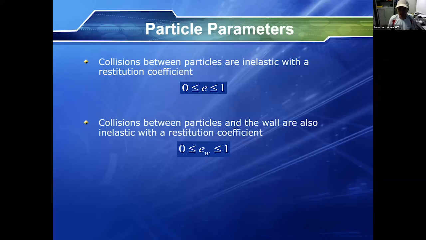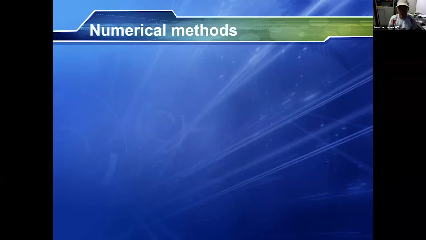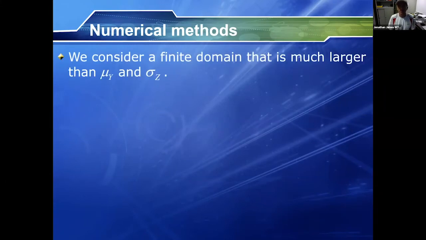So that's for when particles collide with one another, they have a coefficient of restitution. You can also have a potentially different coefficient of restitution when particles collide with the wall. We'll call that EW, the coefficient of restitution for collisions between particles and the wall.